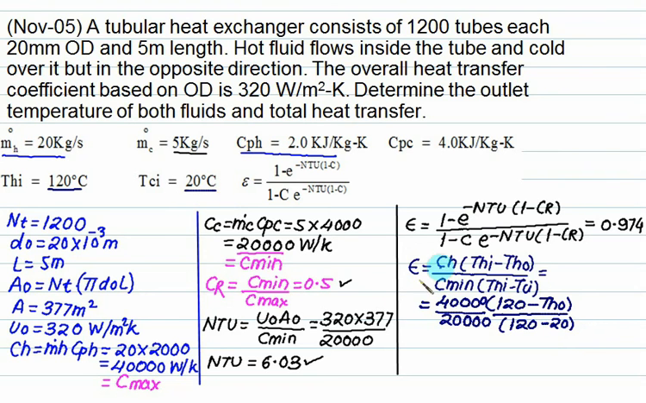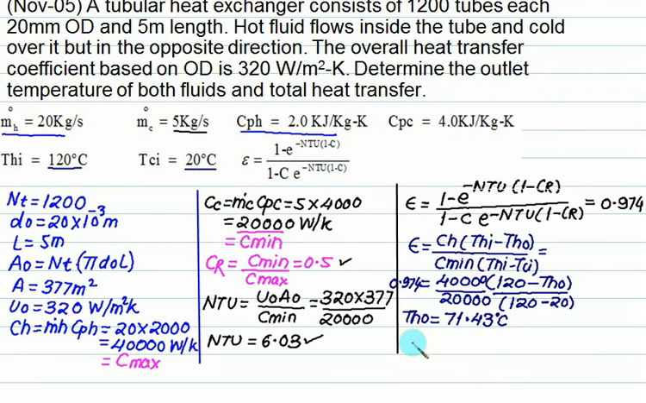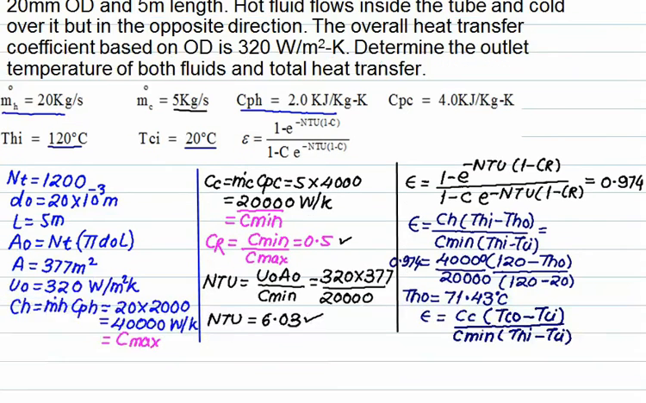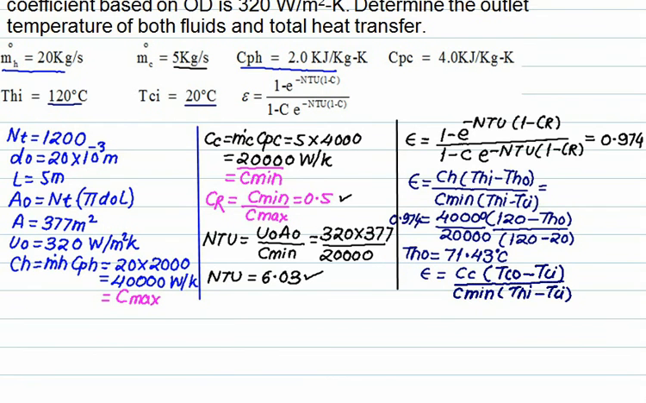And effectiveness itself equals what? 0.97. So check your value of Tho equals 71.43. Finally, we will go for the second formula of effectiveness. So effectiveness equals, now this time Cc is same as C minimum, so this gets cancelled, and we have effectiveness equals 0.974.